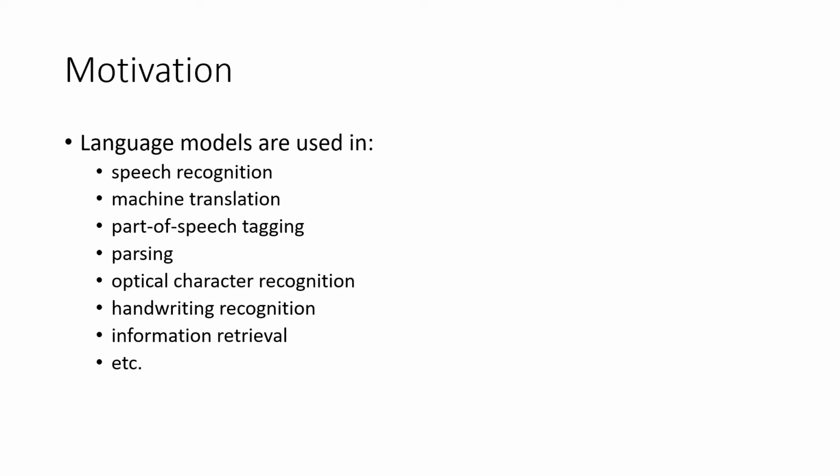Language models are used in speech recognition, which involves a machine being able to process speech audio. This is commonly used by voice assistants. Machine translation involves the translation of one language to another by a machine. Parts of speech tagging involves the markup and categorization of words by certain grammatical characteristics.